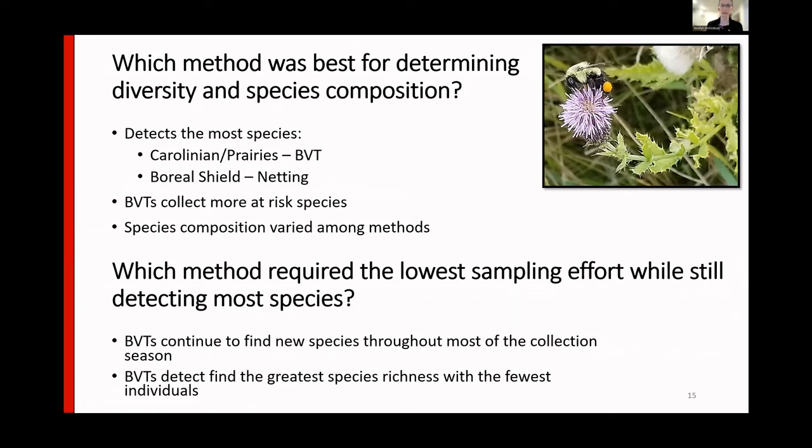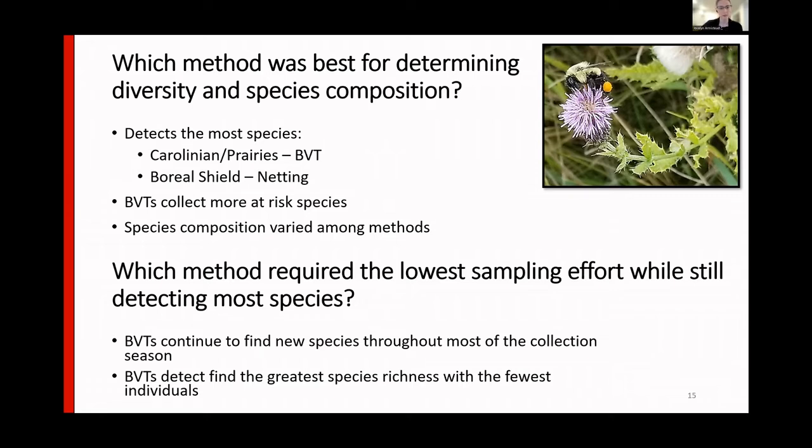So to summarize, which method was best for determining diversity in species composition? Well, the method that detected the most species varied by region. In the Carolinian and prairies ecozones, the blue vein traps detected the most species, but in the boreal shield ecozone, the netting method detected the most species. Overall, though, blue vein traps collected more of the species at risk, which suggests that blue vein traps might be more useful for studying these species.